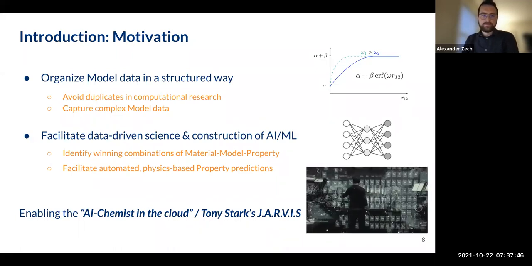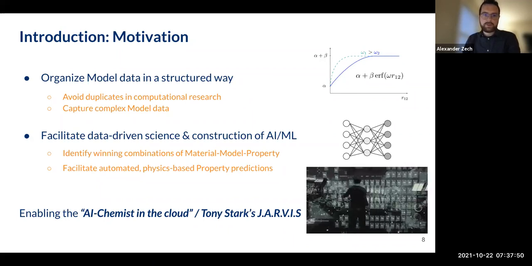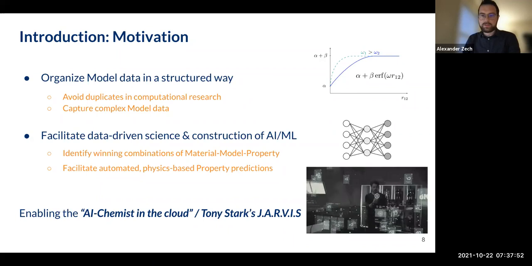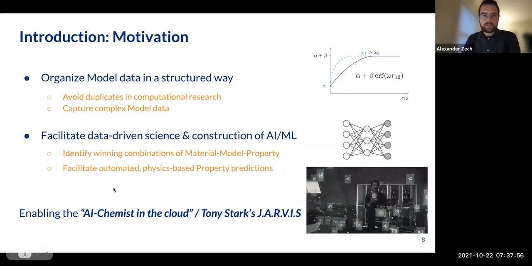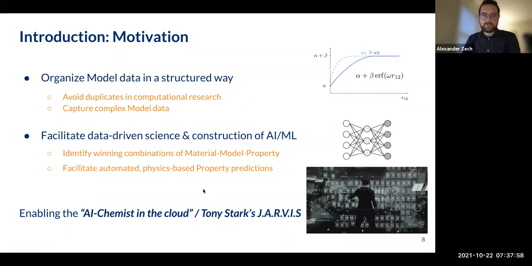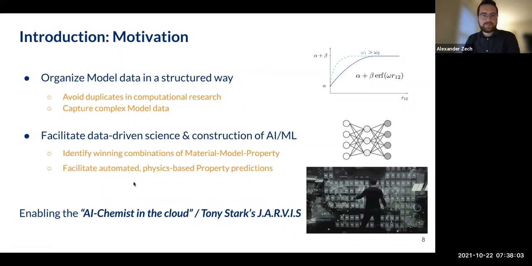And in this way, eventually we would like to automate physics-based property predictions. So this would move us one step closer to an AI chemist in the cloud, or maybe something like Jarvis that you know from the Iron Man movies.